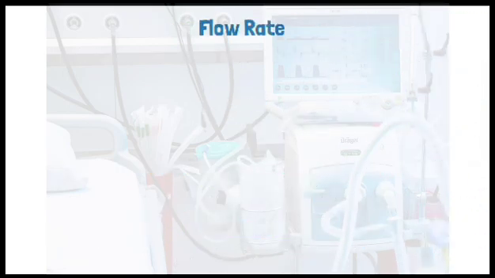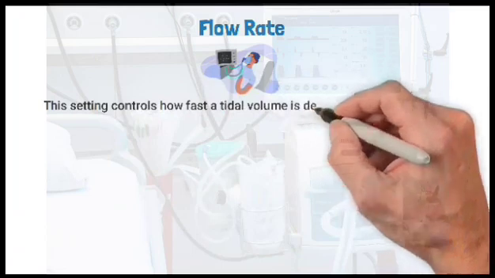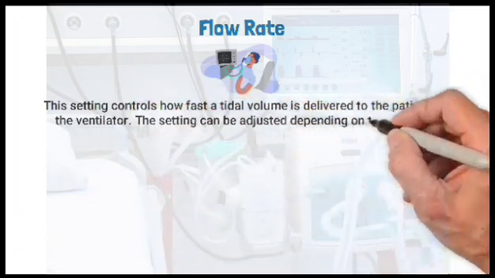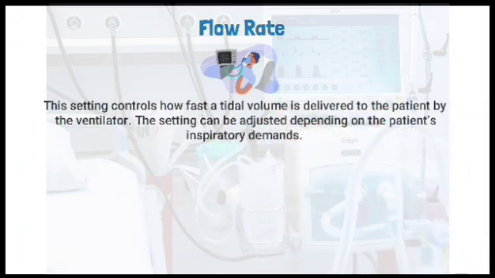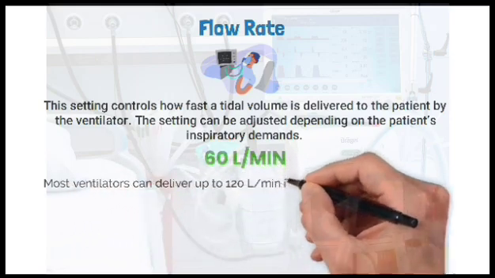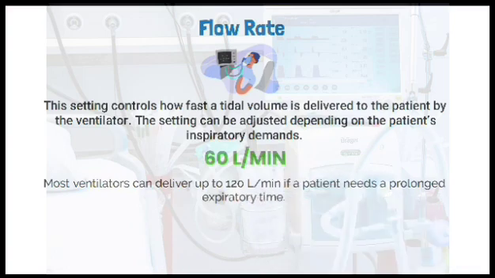Next, we have the flow rate, which refers to the inspiratory flow rate. This setting controls how fast a tidal volume is delivered to the patient by the ventilator. This setting can be adjusted depending on the patient's inspiratory demands. The normal inspiratory flow rate should be set at around 60 liters per minute. With that said, most ventilators can deliver up to 120 liters per minute if a patient needs a prolonged expiratory time. This is necessary when obstructive diseases are present.